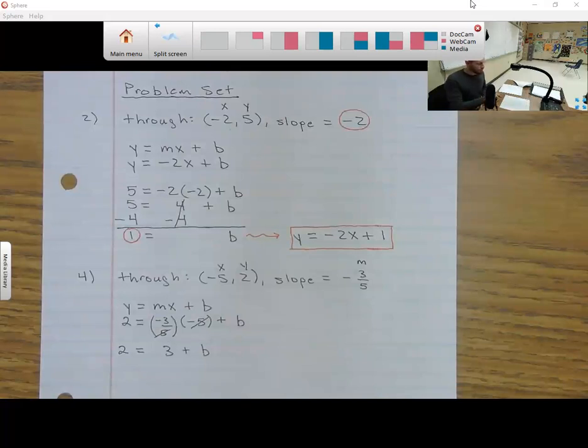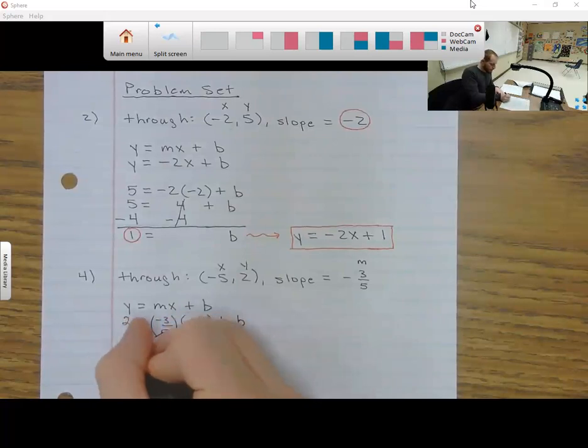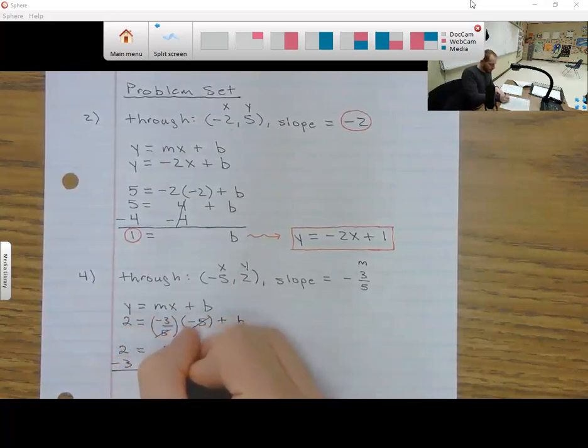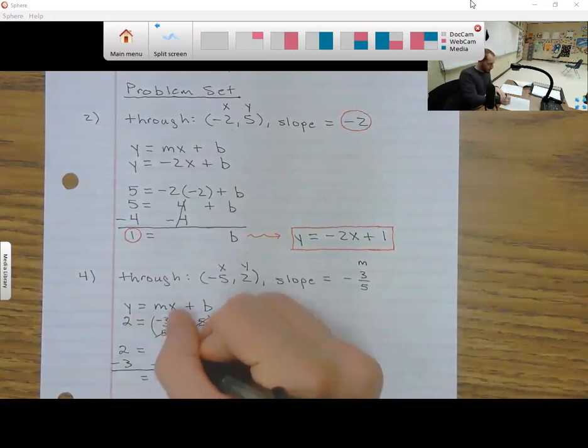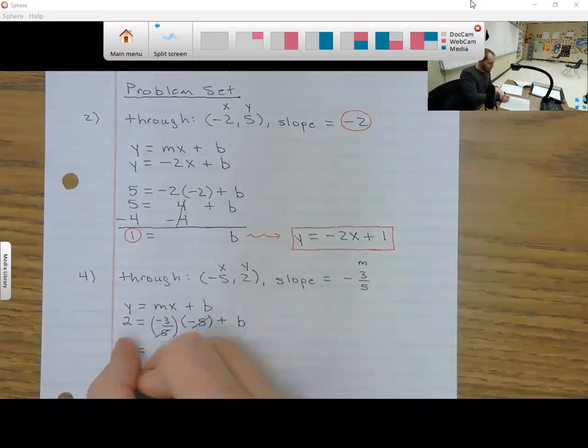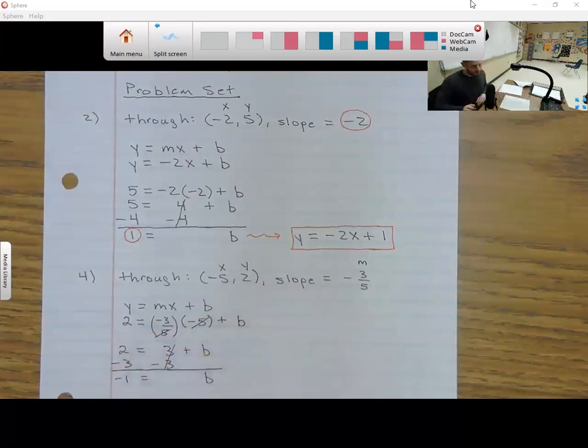So what I'm going to do to get b by itself is get rid of this +3. And the way I'm going to get rid of a +3 is I'm going to subtract 3 from both sides, right? Make sure you do it on both sides of the equal sign. The 3 and the -3 are going to cancel out. And then 2 minus 3 is going to be -1. Good. So now I know what b is. B is going to be -1. I'm going to circle that.